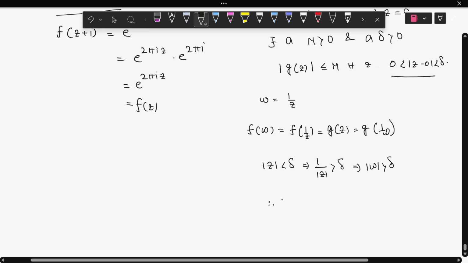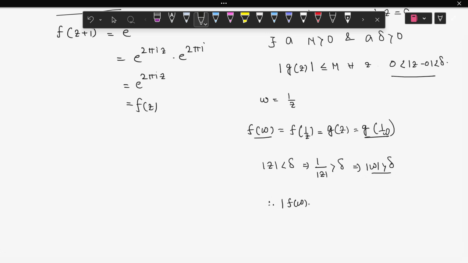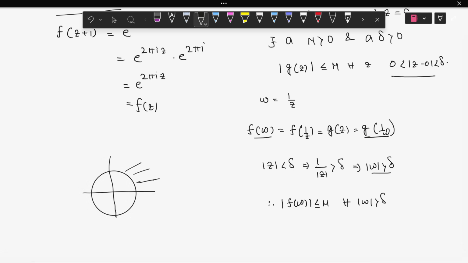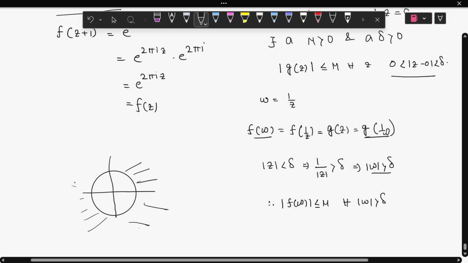Therefore, on this interval, g of 1 by z equals f of w. So f of w is less than or equal to M for all mod w greater than the bound. So now if we consider the circle about the point 0 with radius delta, outside this circle the function f is bounded.